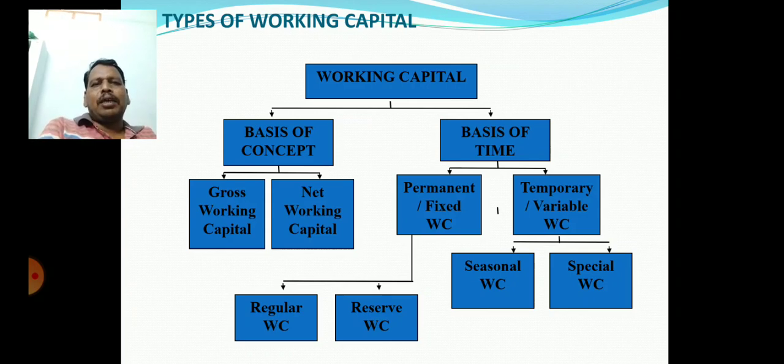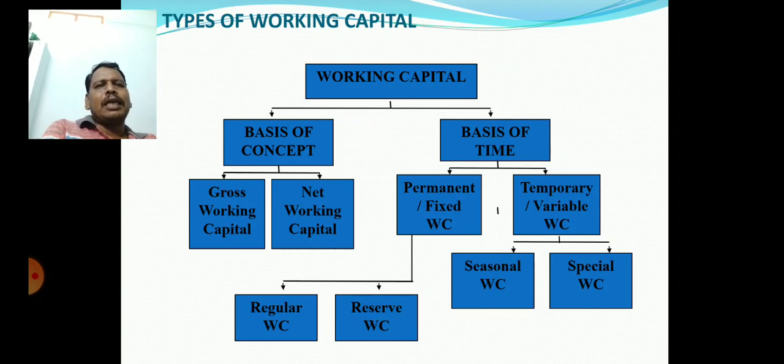Gross working capital, we already discussed in the previous slides. Gross working capital is equal to the total current assets value. Net working capital is equal to the difference between the total current assets and total current liabilities and provisions. That's why we can say gross working capital is equal to the total current assets, and net working capital is equal to the net current assets.